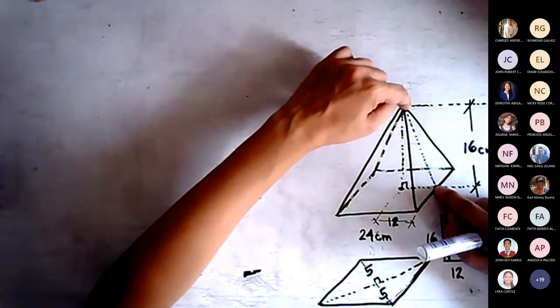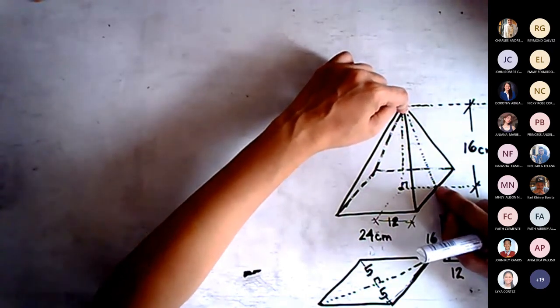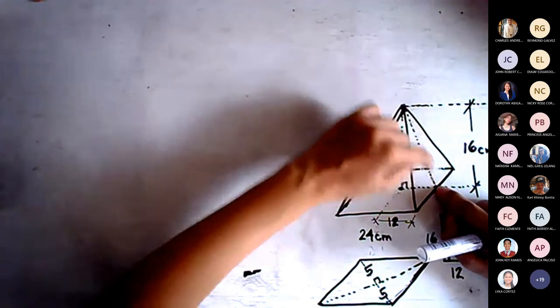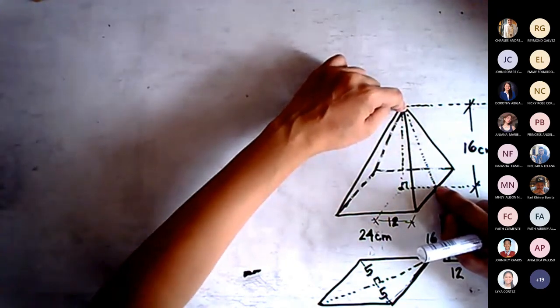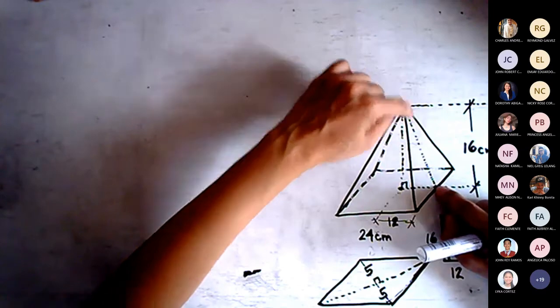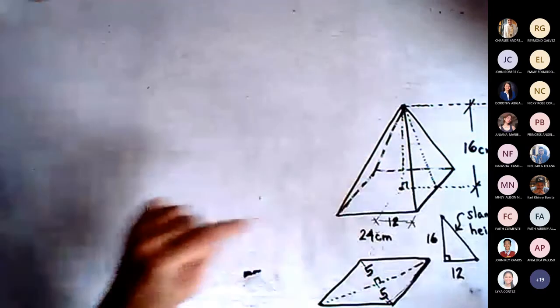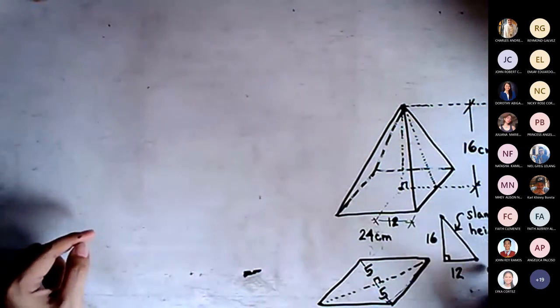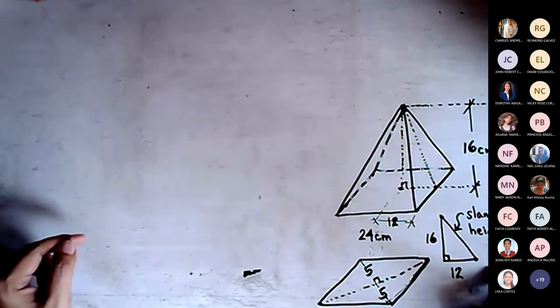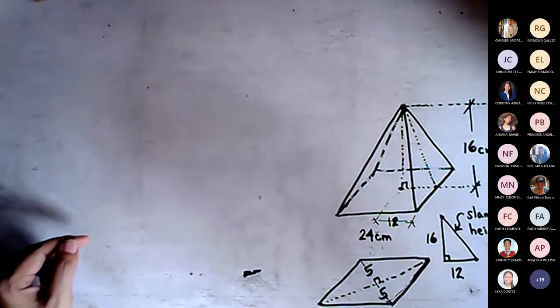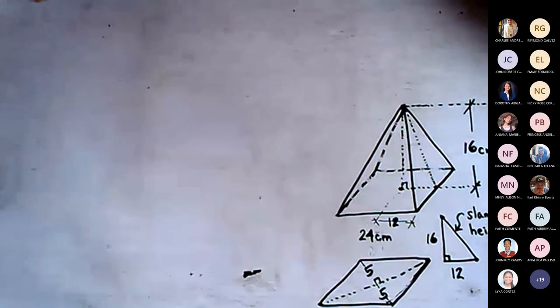So the slant height is taken from the vertex down to the base, but take note, it is not perpendicular with the base. Okay, in this particular case, you have the slant height. It has a certain degree angle with the base.